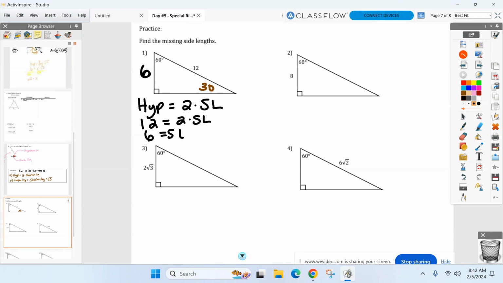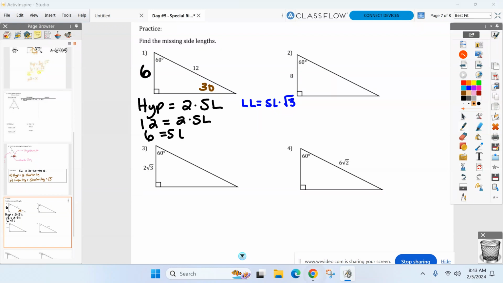It did say find all sides, so now we have to find the longer leg. Good thing we have a rule for the longer leg. So longer leg, I'm going to abbreviate LL, equals shorter leg. Be careful, square root of 3. Square root of 3.